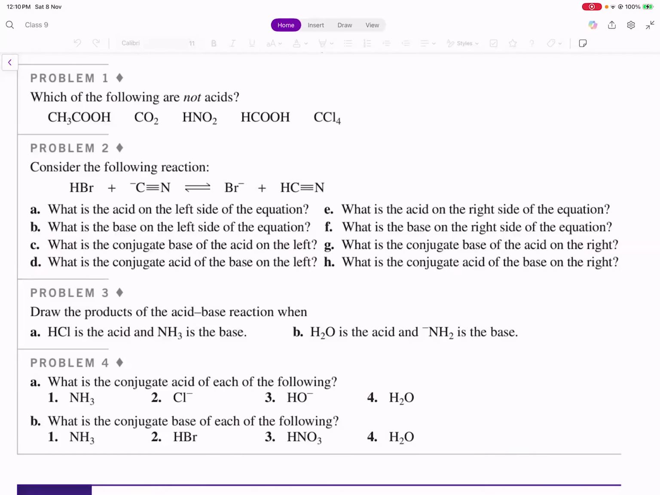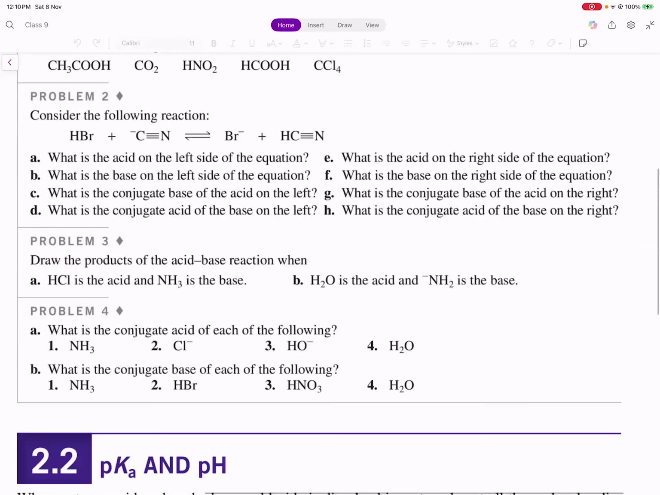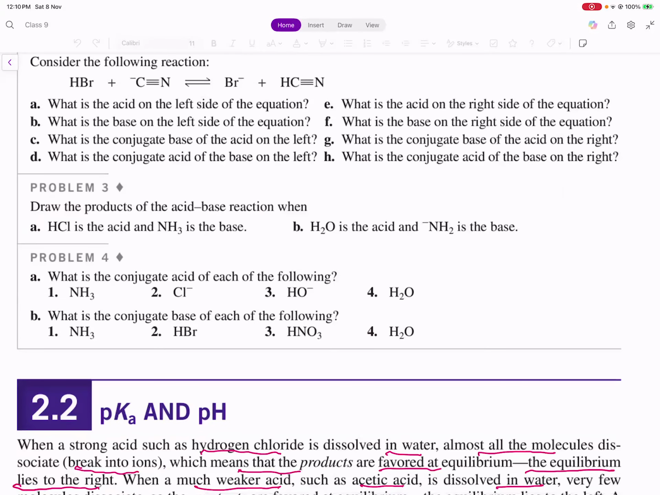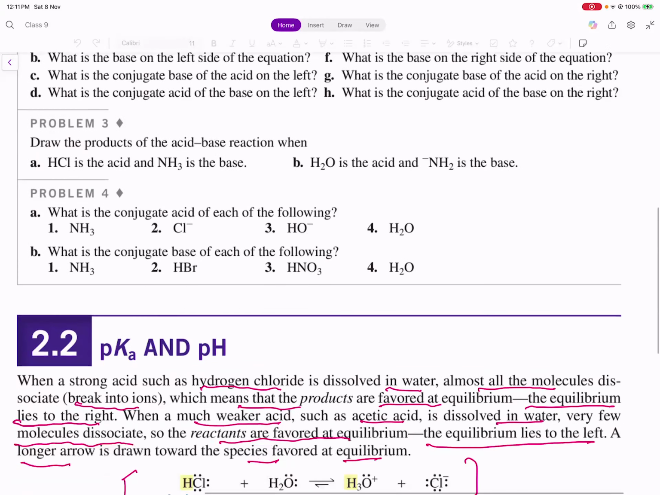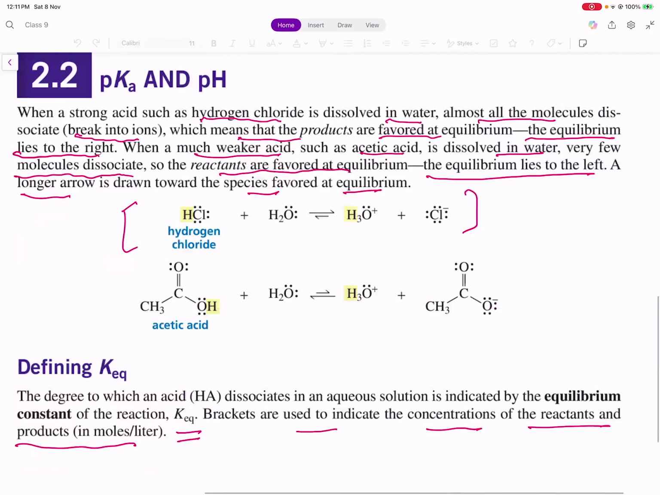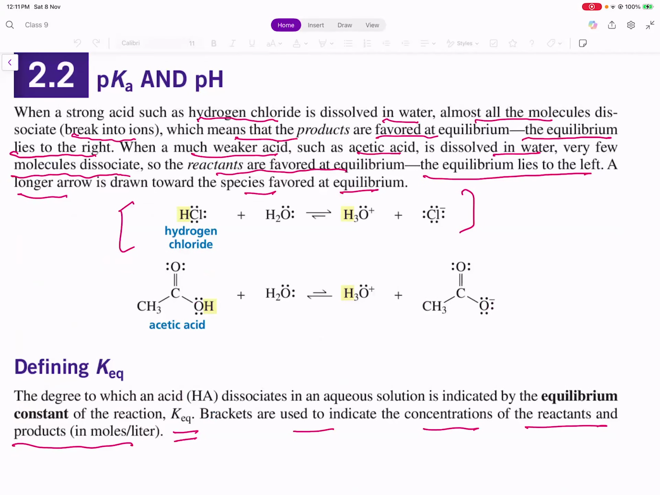So now, and then problem 3, right? What we did was, what is the conjugate acid of the following? We simply add H plus and we get the acid. What is the conjugate base? I take H plus out and we get it. So I'm just doing a quick revision, right?